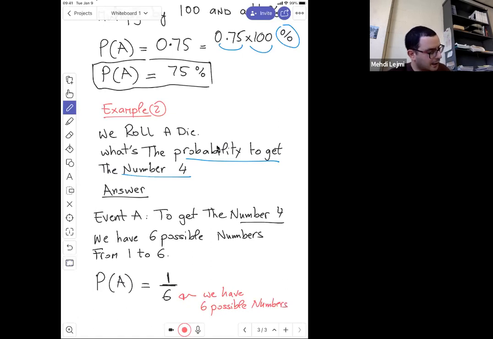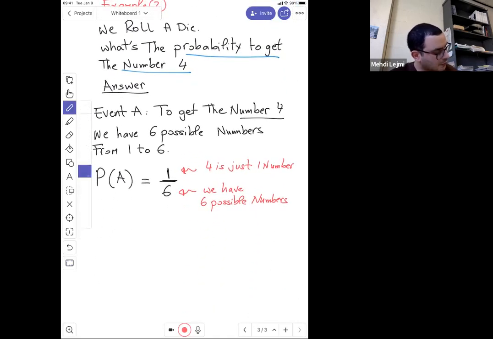Okay, and in the top we have 1 because 4 is just one number out of 6. So if you divide 1 by 6, the probability of the event A is 1 over 6.